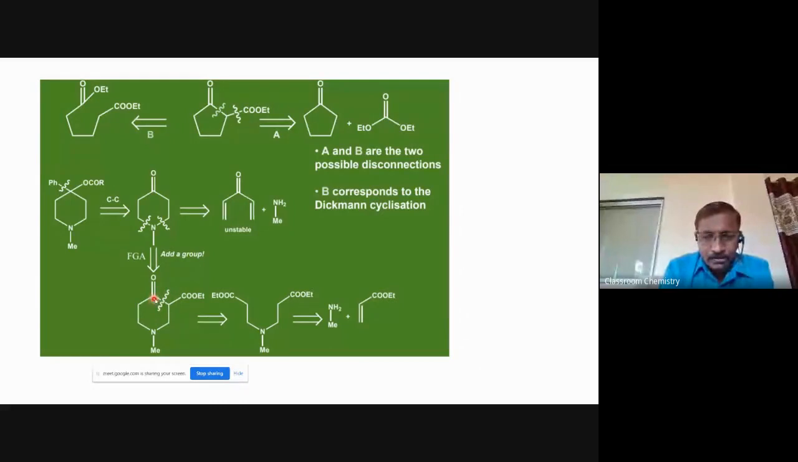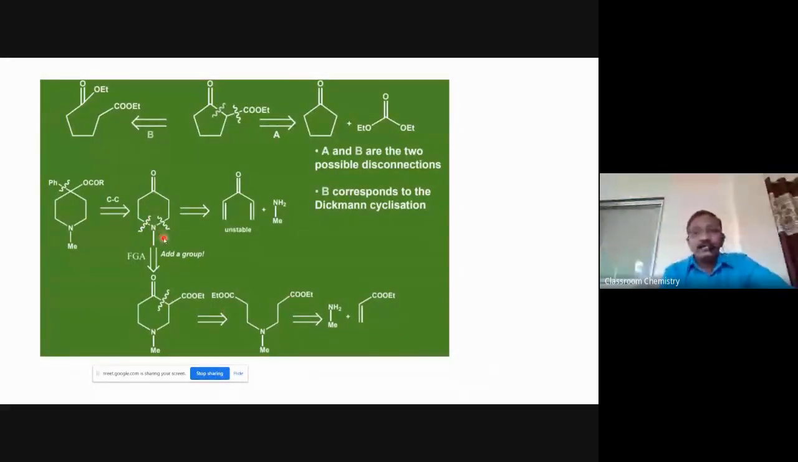So COOEt, CH2, CH2, N-methyl, N-alkylation, and here is also CH2, CH2, COOEt. So that is nothing but, when we now disconnect over here, we can get alpha beta unsaturated ester. And it is a nucleophile. So on either side, it can get 1:2 equivalent. We have obtained the corresponding product. And then we can undergo Dieckmann condensation cyclization, and we can obtain this product.